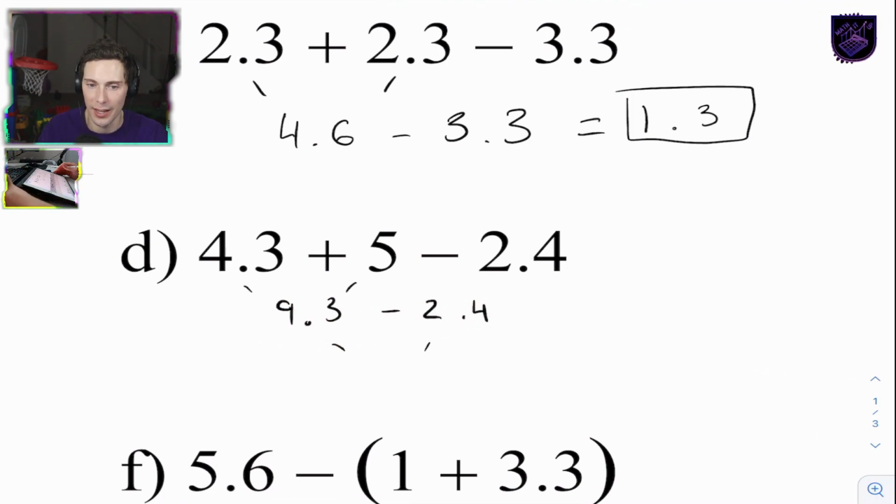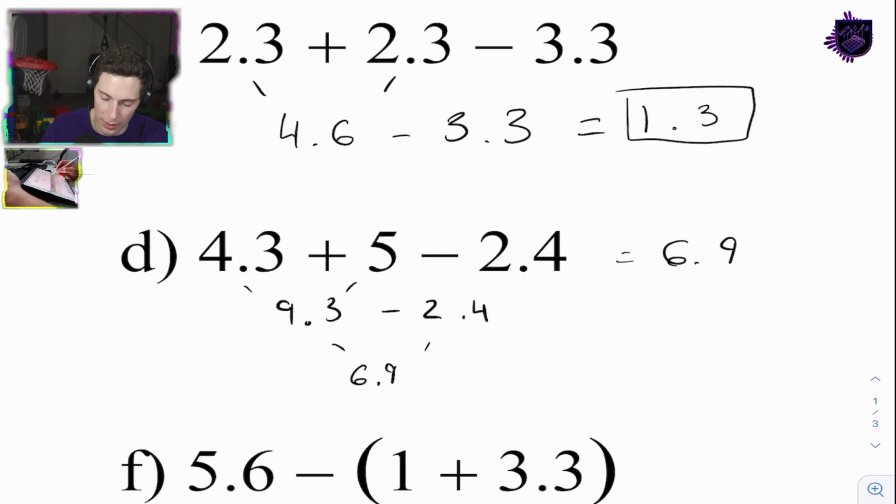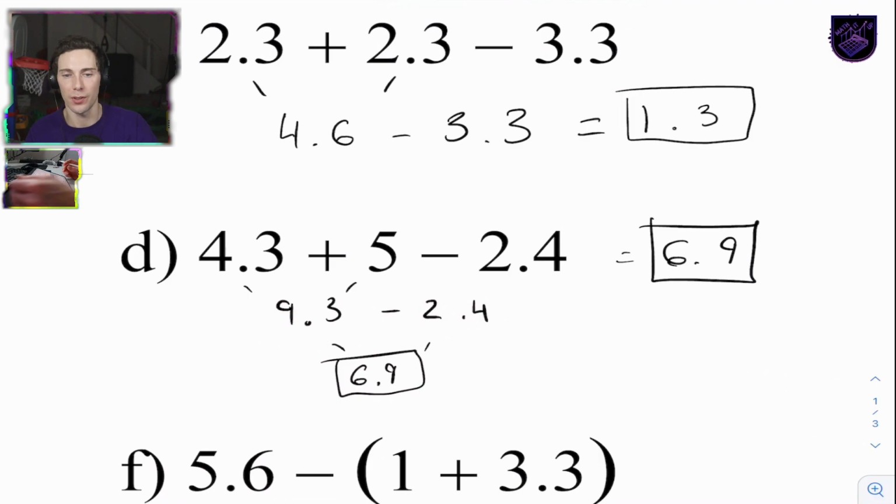I would think of this as 93 minus 20, which would be 73. 73 minus 4 is going to be 69. So we can think of it as 69, but it's really 6.9 because there's a decimal in there, 6.9. So this is going to equal 6.9. Square that, or you could square it down here. It depends on how you feel comfortable writing it.